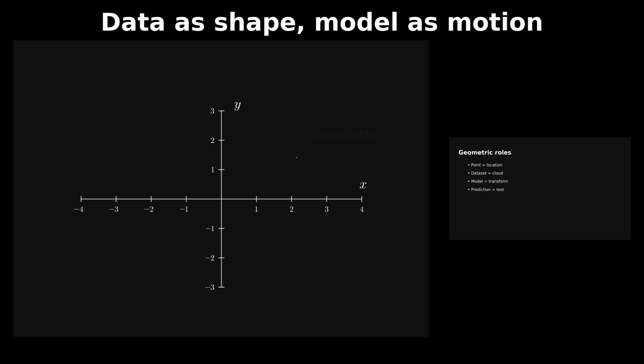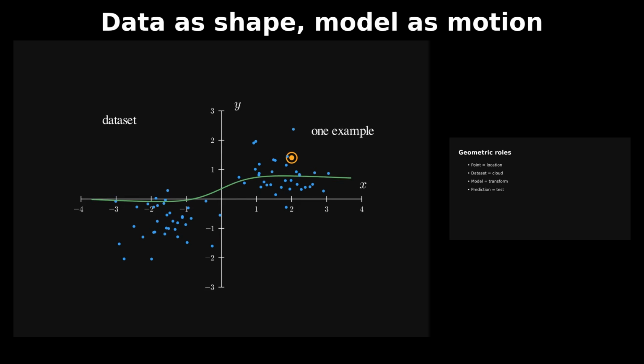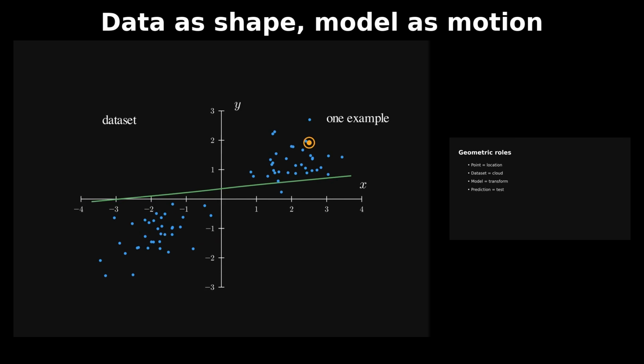Here is the shift. Stop treating data as a spreadsheet of numbers. Treat it as a shape living in a space. A single data point is a location. A dataset is a cloud. A model is a machine that moves that cloud. And a prediction is often just a simple geometric test after the movement, like which side of a boundary you land on.